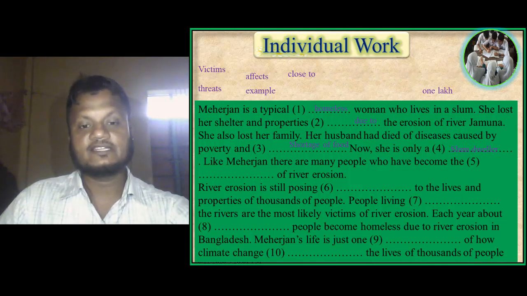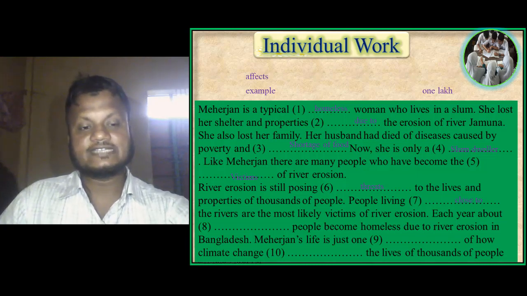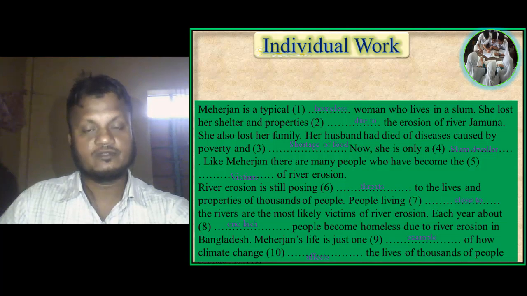Like Meherjan, there are many people who have become the victims of river erosion. River erosion is still posing threats to the lives and properties of thousands of people. People living close to the rivers are the most likely victims of river erosion. Each year about 1 lakh people become homeless due to river erosion in Bangladesh. Meherjan's life is just one example of how climate change affects the lives of thousands of people.